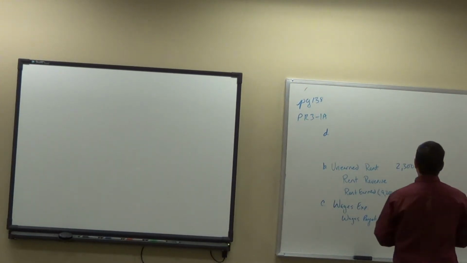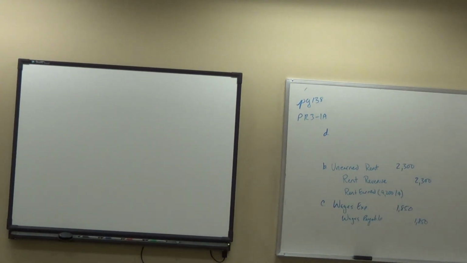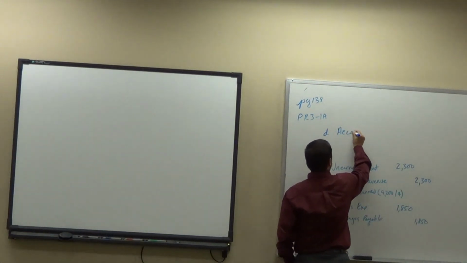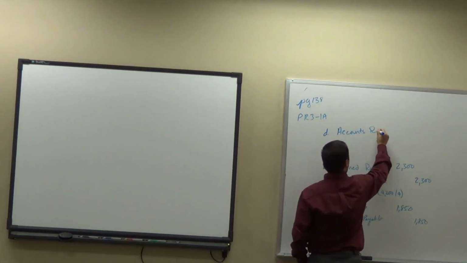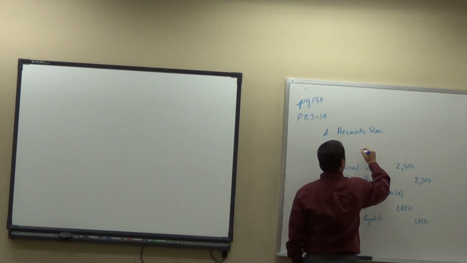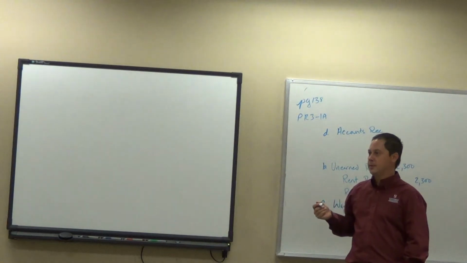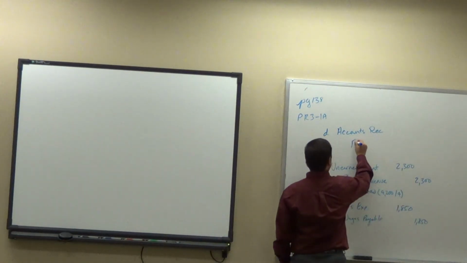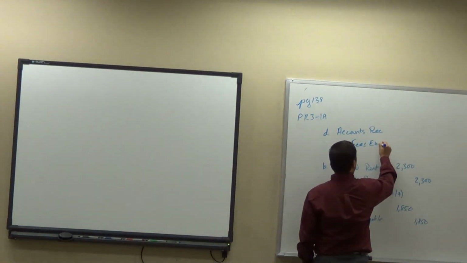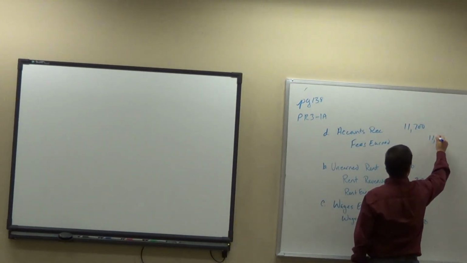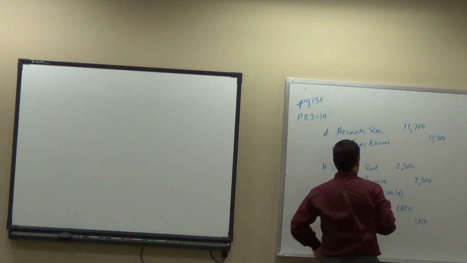The next one says we have fees earned but unbilled. We talked about this on one of the other problems we just did, and that was the accounts receivable. We took our receivable, and then what do we have next? What is it going to? Fees earned, good. You know how much that was? 11,700. Okay, 11,700. All right.